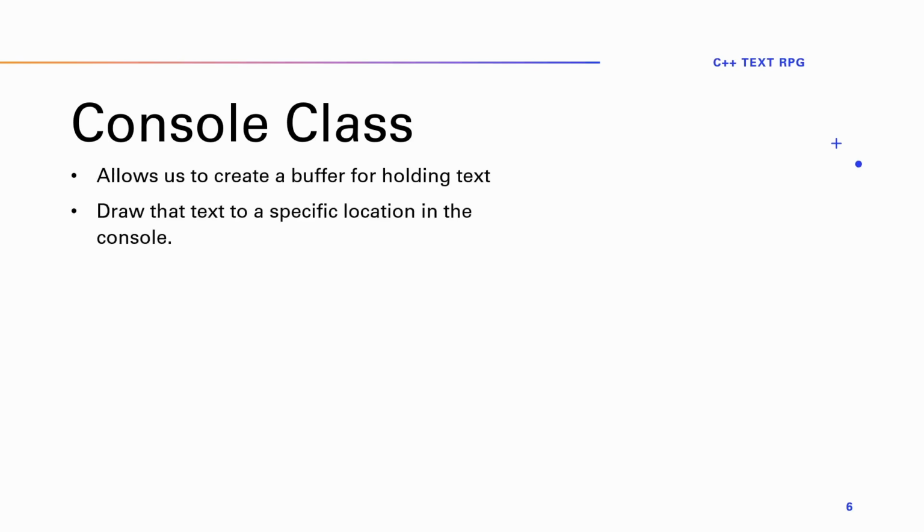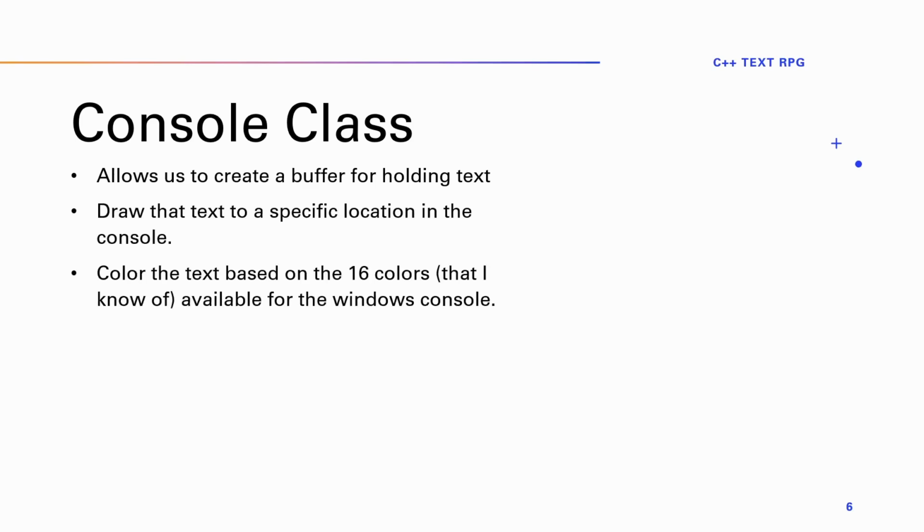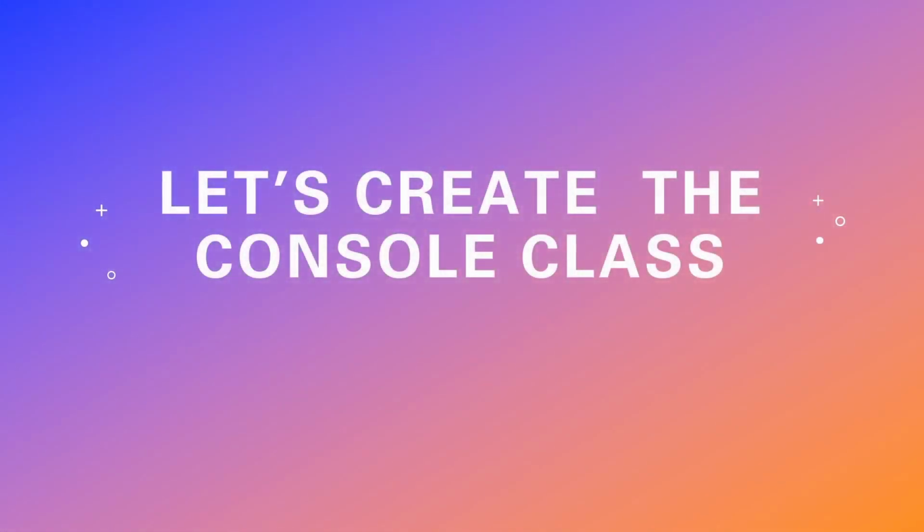A little information about the console class is that it'll help us in writing text to the console. I'm not sure why I wanted to call it a console class, but it just made sense to me, so we're going to stick with it. It allows us to create a buffer for holding text, and it also allows us to draw the text to a specific location in the console. There are 16 different colors that we'll be able to use. There might be more, but I'm not sure, and we're going to be working only with the foreground. We might change background stuff later, but for now, just foreground works for us. So let's go create that console class.